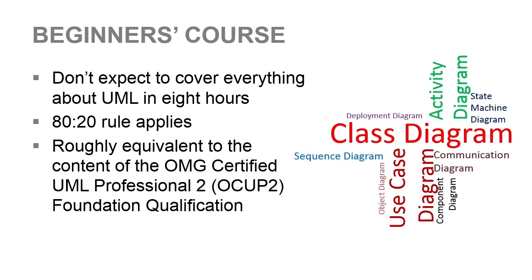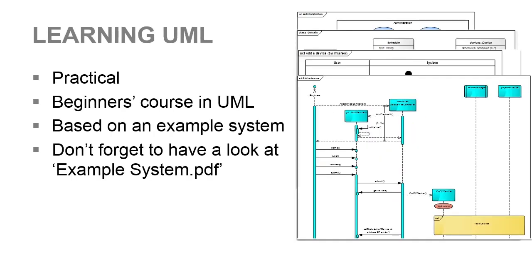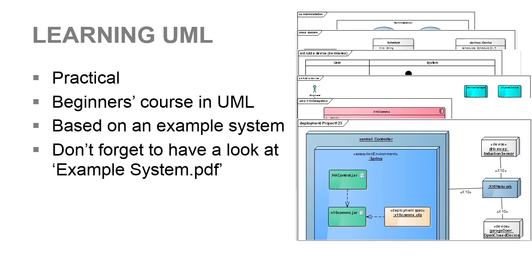The Object Management Group, which manages the UML standard, offers 3 levels of professional certification in UML. And the content of this course is roughly equivalent to the first level. That's the OMG Certified UML Professional version 2 foundation level. So that's a quick introduction to this course on learning UML. It's practical, it's based around the analysis and design of an example system, and it's pitched at beginners in UML. So why don't you have a look at that examplesystem.pdf now, if you haven't already?